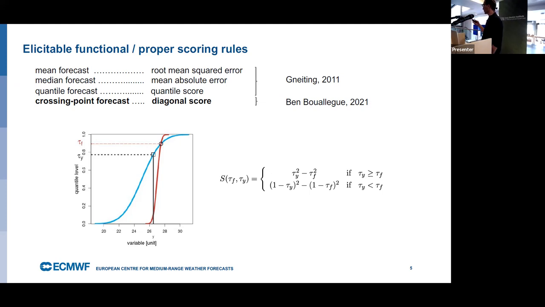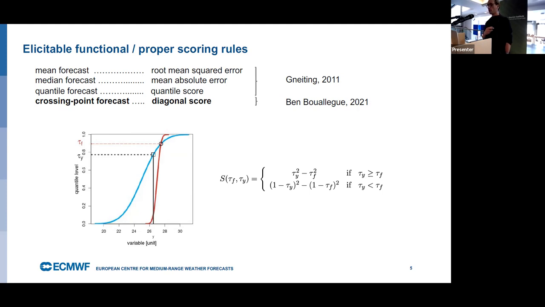There is another way to formulate the diagonal score. It's directly in terms of crossing point forecast and crossing point observation, and it's what is illustrated in this figure here. So we can compute this score, and you have the equation.